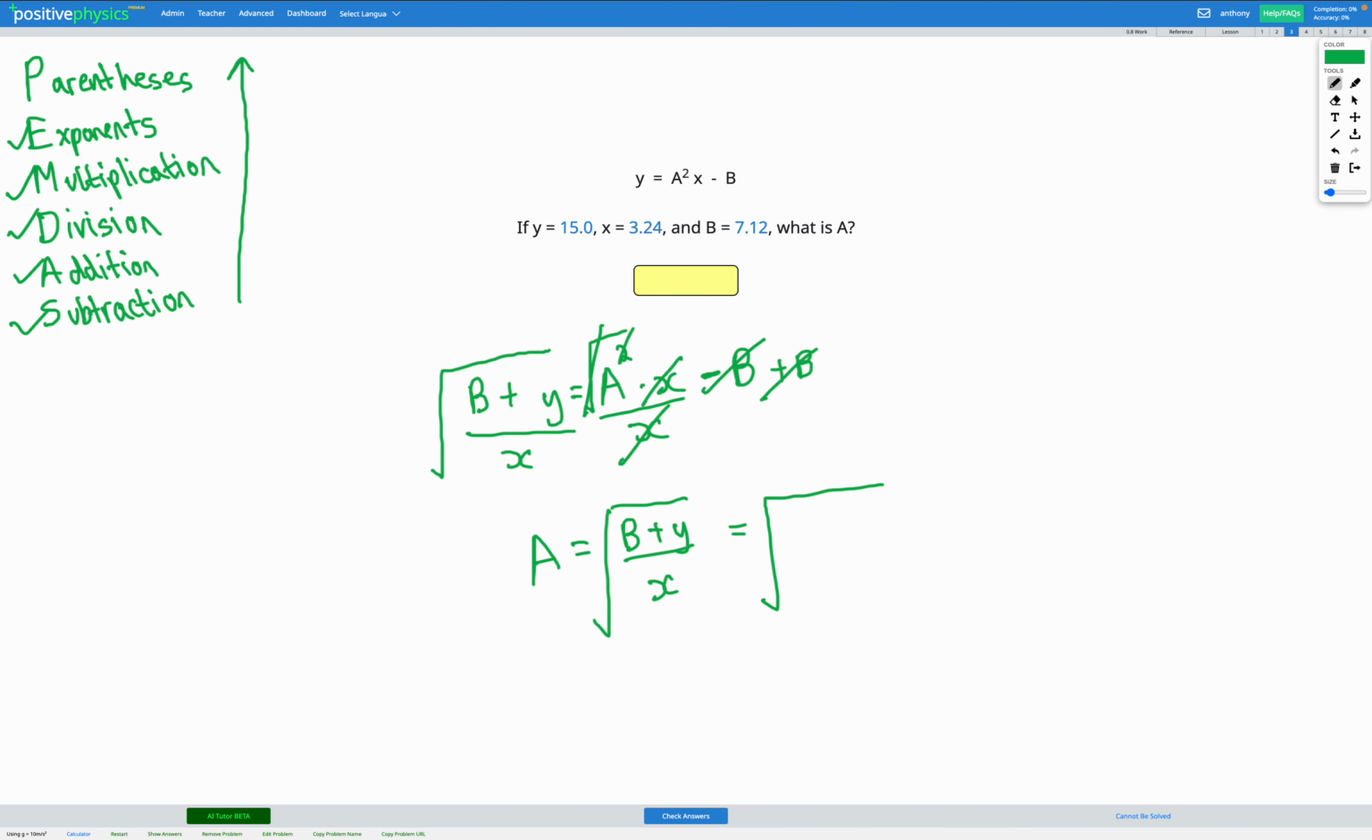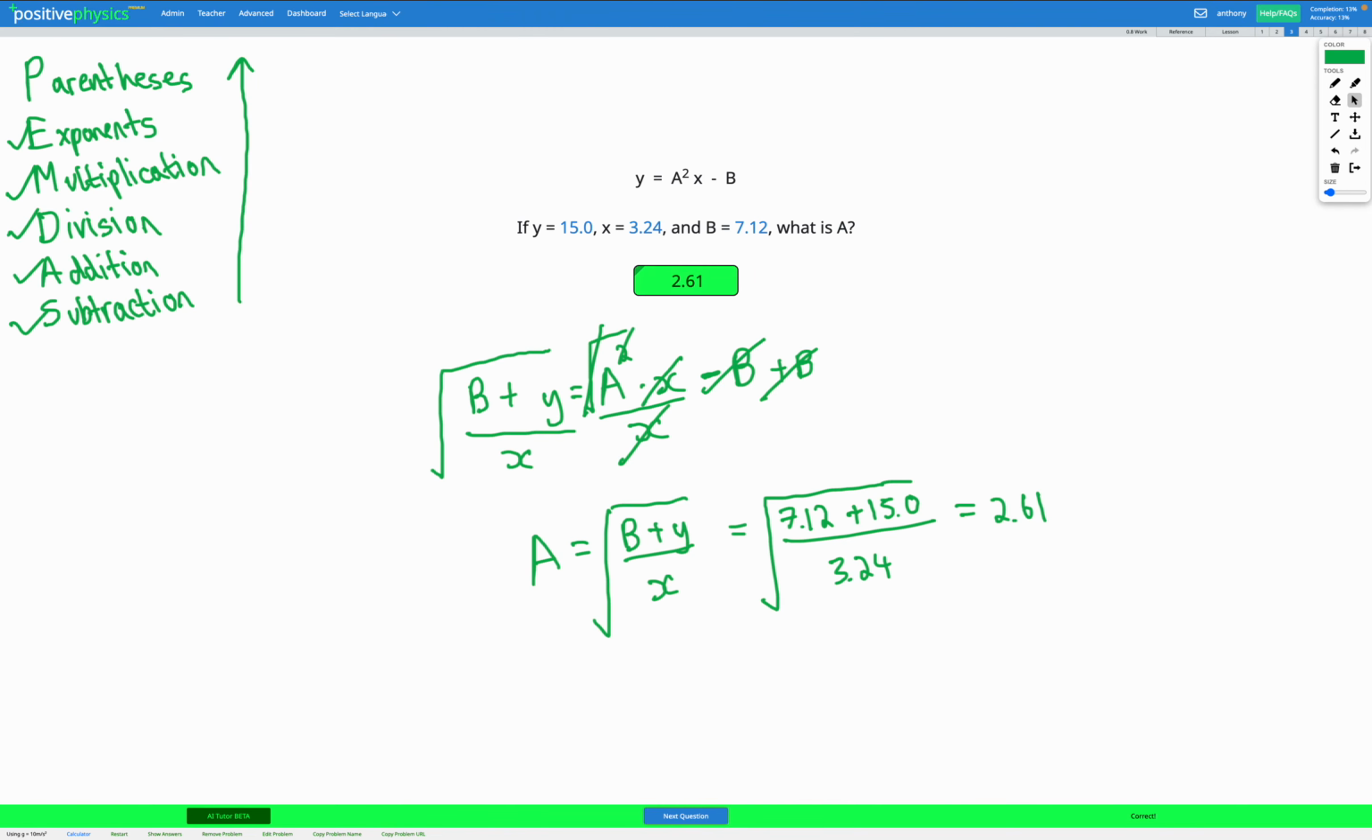For b, we're told in the question it's 7.12, plus y, which we're told in the question is 15.0, divided by x, which we're told in the question is 3.24. So putting that all into my calculator, I get out a value for a of 2.61. So let's go ahead and put that in our answer box here. Awesome. Let's do one more question of this type.